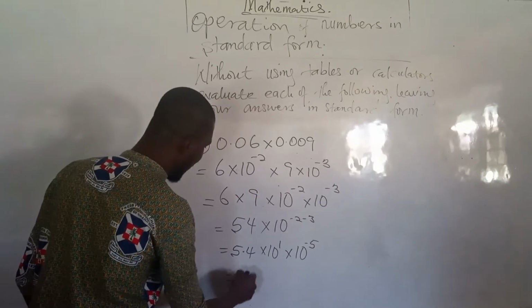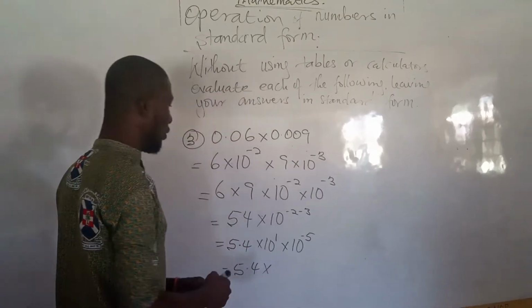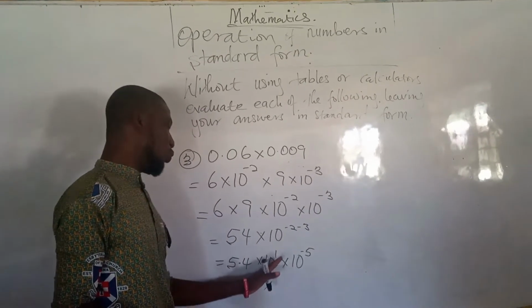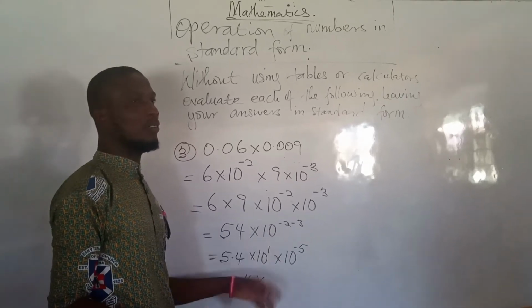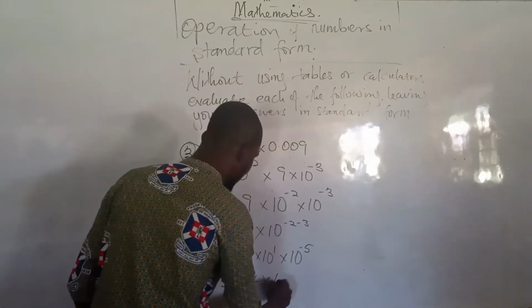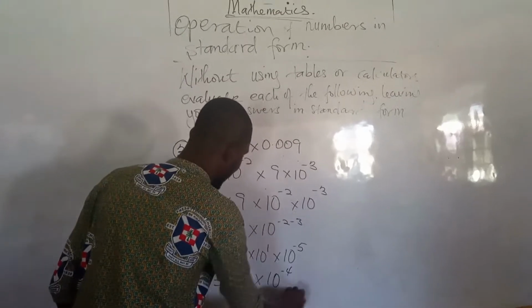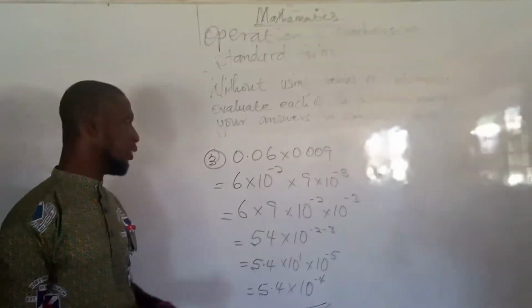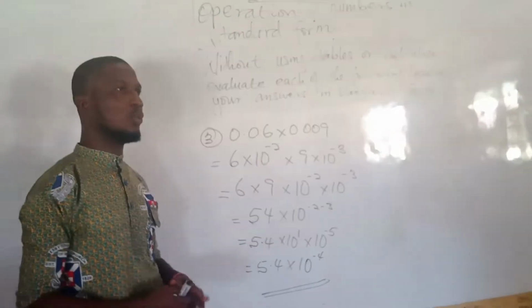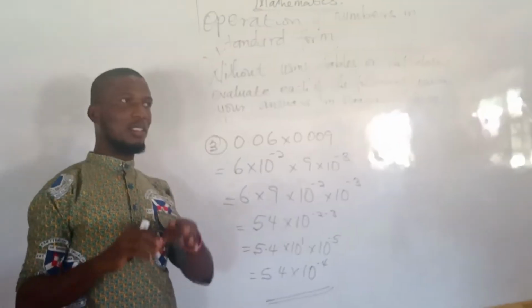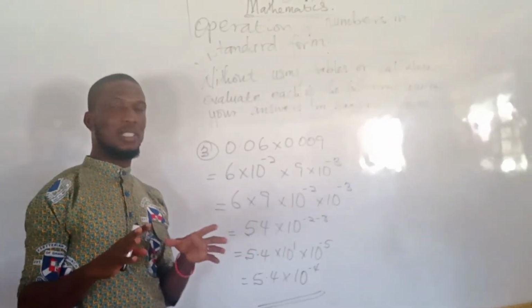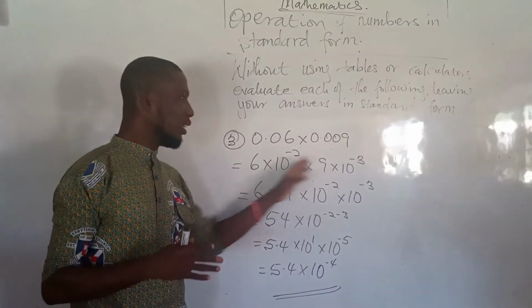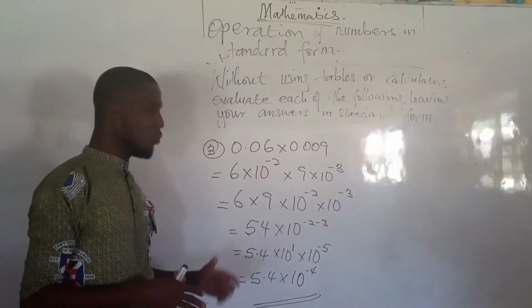Then that will give us 5.4 times, we are doing indices for this again. So 10 exponent 1 times 10 exponent negative 5 means 1 plus negative 5, which will give us 10 exponent negative 4. And that is our final answer for multiplication. Again, we change each of them to standard form. Then after that, we multiply the whole number part, or the part that is not in the indices form, together. Then we put the indices together. When we finish, we put our answer.